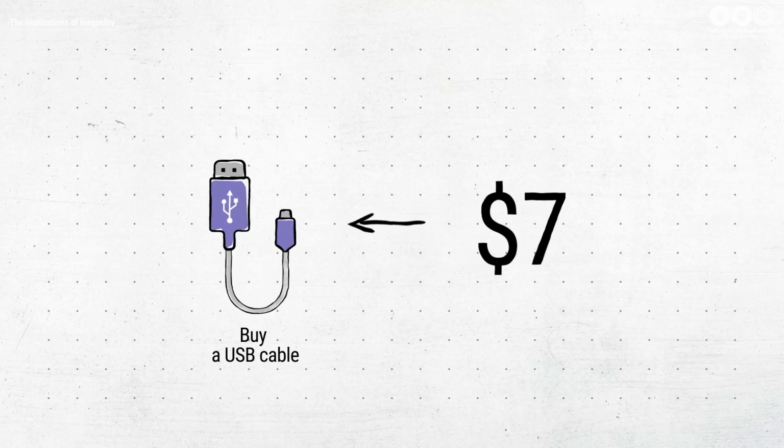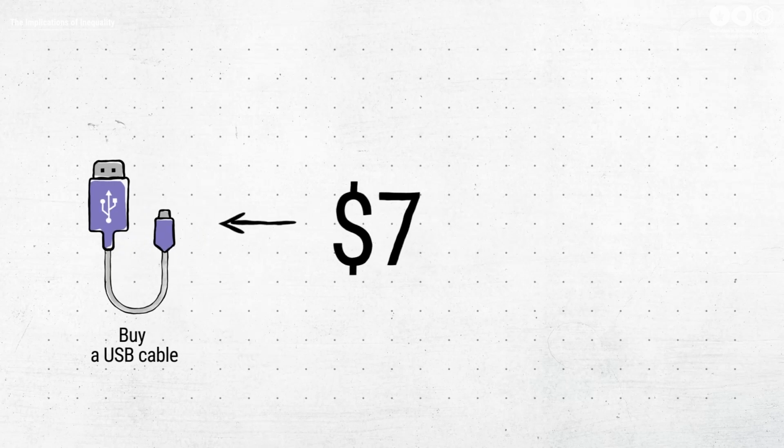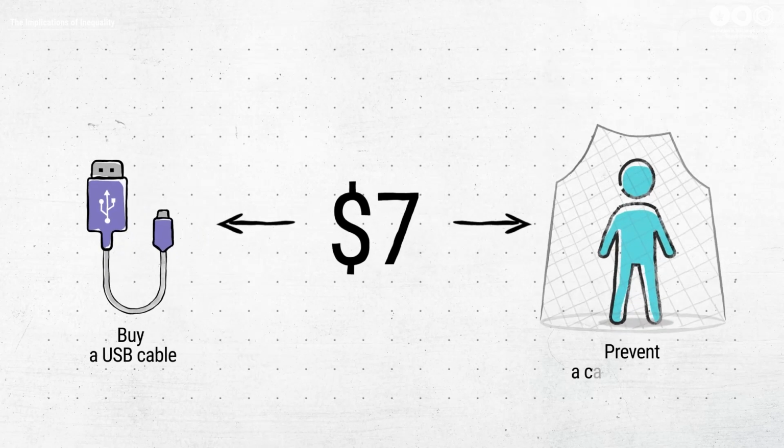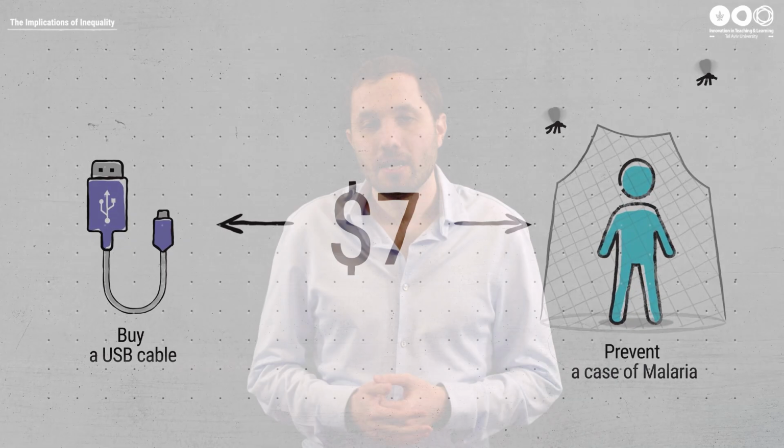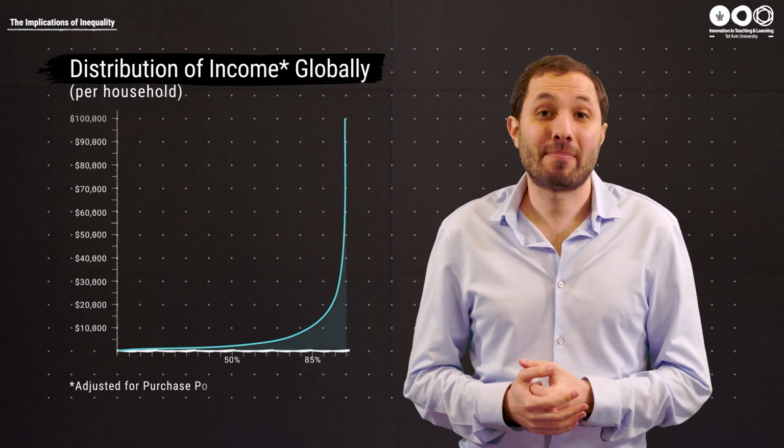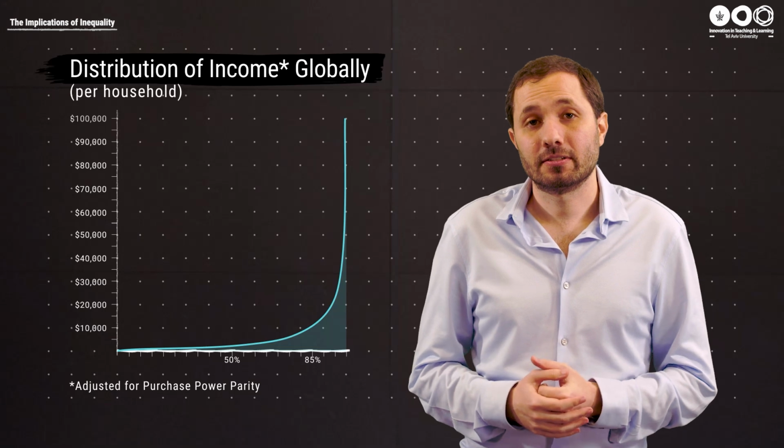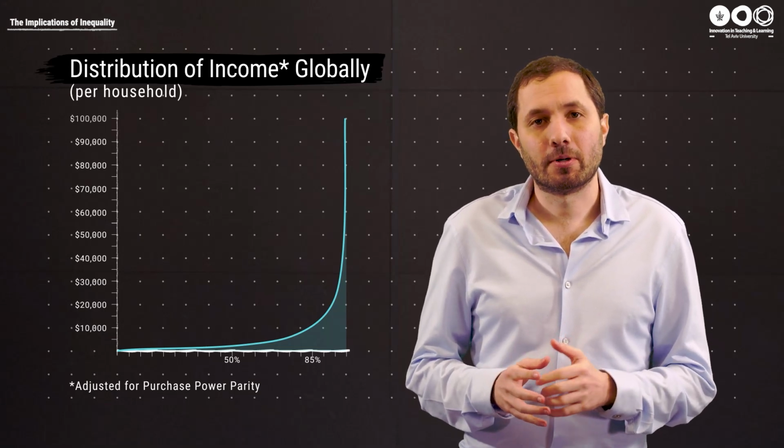Just as an example, we know, and we'll discuss how we know over the next couple of lessons, that for about $7, roughly the price of a USB cable on Amazon, an item many people buy without a second thought, you can prevent a child from contracting malaria. But hundreds of millions of people living in countries still affected by malaria can't afford to pay that amount of money for that safety. Let that sink in for a moment.